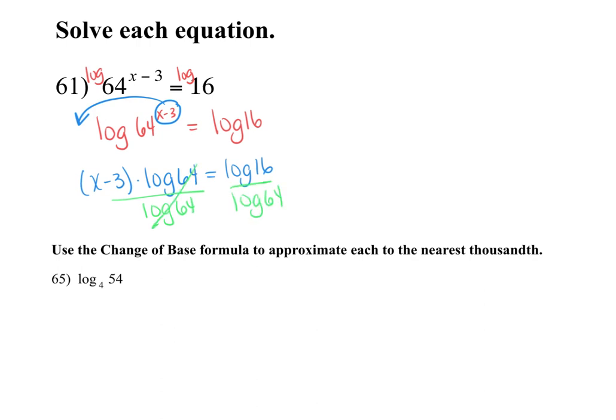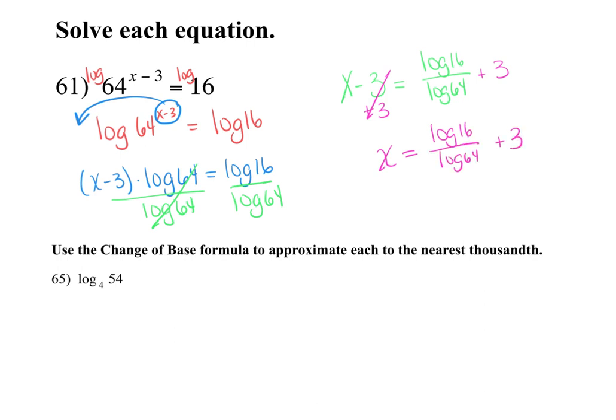All right? So on the left, I just have x minus 3. And on the right, I have log 16 divided by log 64. And then my final step is to add 3. So x equals log 16 divided by log 64 plus 3. You can put that into your calculator, and you will get 3.6 repeating.